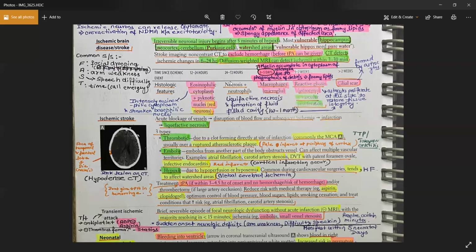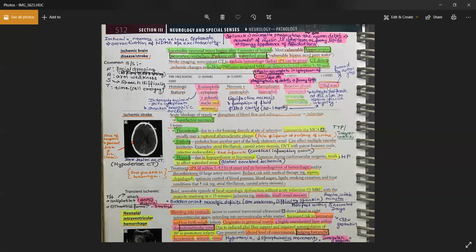The microscopic changes will be visible after 12 hours, but any gross change will be visible after 1 week only, when the reactive gliosis happens. And after 2 weeks, what you will see is the glial scar. Very important. That's how, whenever necrosis happens in the brain, it will progress.